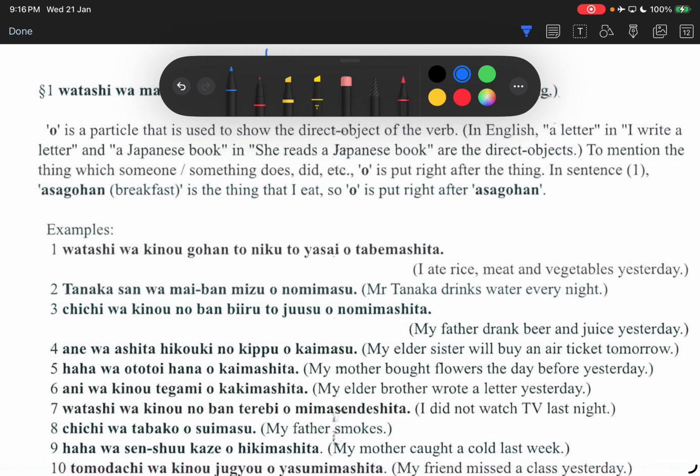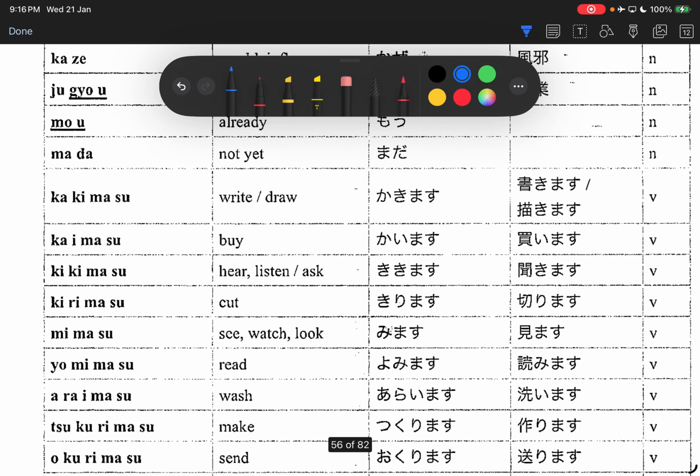Like for example, I send a letter. Kakimasu, I write a letter. Kaimasu, I buy a letter. Kikimasu, I listen to radio. Kirimasu, I cut paper. Mimasu, I see a movie. There's something to interact with. There's always an object that I need to do something to it. So always O only.